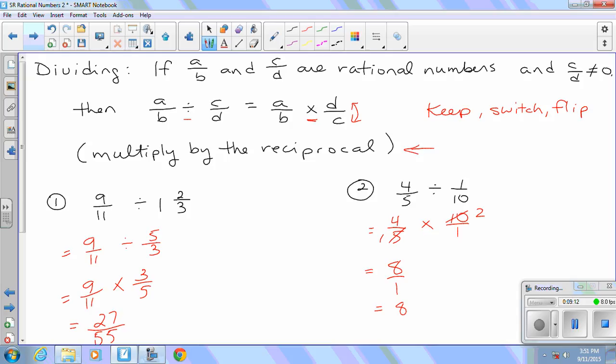And that's it for multiplying and dividing rational numbers. And again, with a good bit of practice, that can become quite second nature and not so challenging to do.